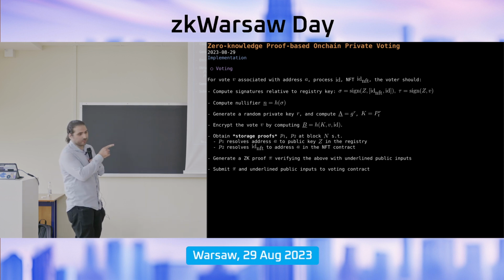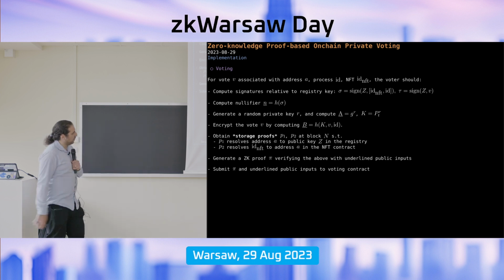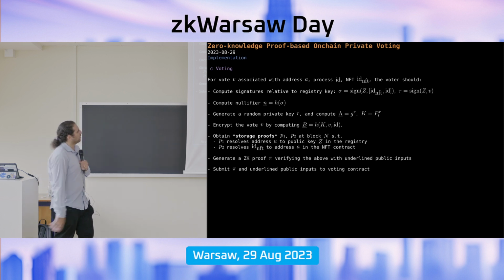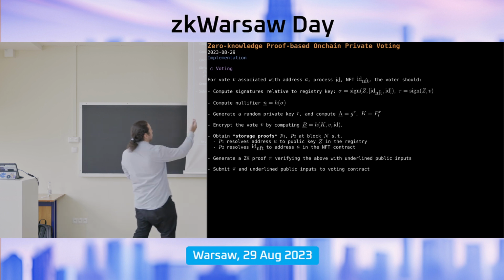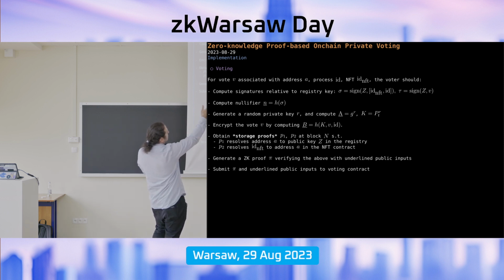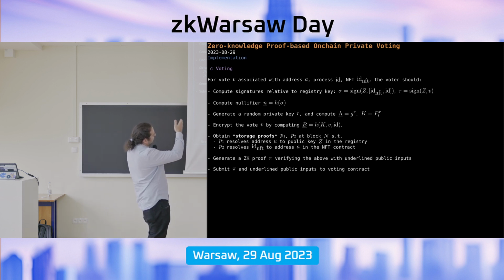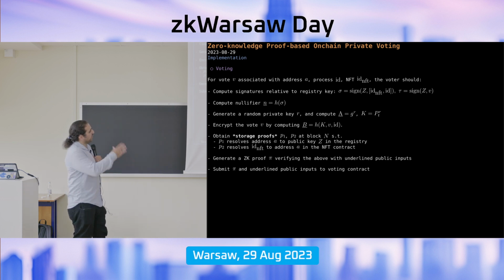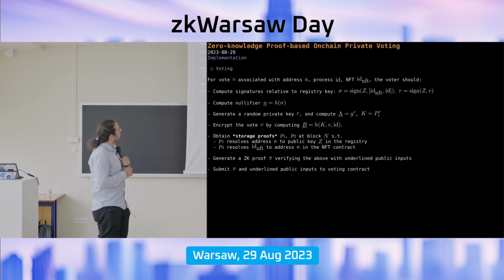Now, this private key should be thrown away, else you're in trouble. But you never submit it. You only submit the public key, because later on you'll be able to brute force the vote out of this shared secret encrypted ballot. And you have to obtain storage proofs, basically guaranteeing that your address A corresponds to the public key Z that's in the registry, and that the NFT with NFT ID is owned by you. And you generate a ZK proof verifying all the above. So basically, we use EdDSA here for the signatures, by the way. So for our particular implementation, we would want something like that.